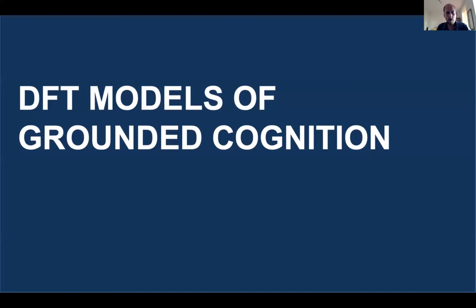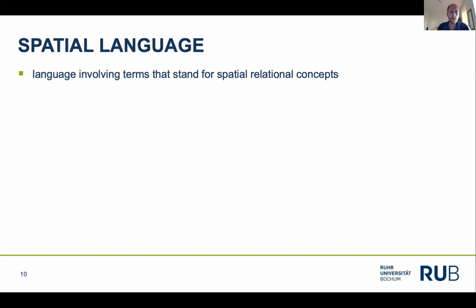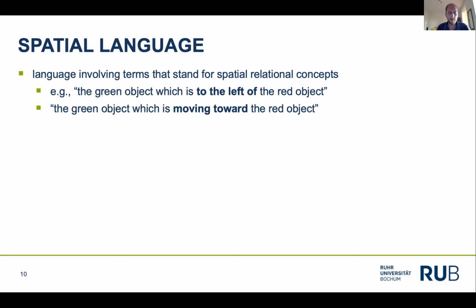So now I'm going to go about presenting DFT models of grounded cognition. In the following, I will use the term spatial language to refer to language which involves terms that stand for spatial relational concepts. An example would be the green object, which is to the left of the red object. Or another example is the green object, which is moving toward the red object. And any phrase of this kind that contains spatial relationships like in front of, inside, bigger than, above, etc., would count as spatial language under this definition.